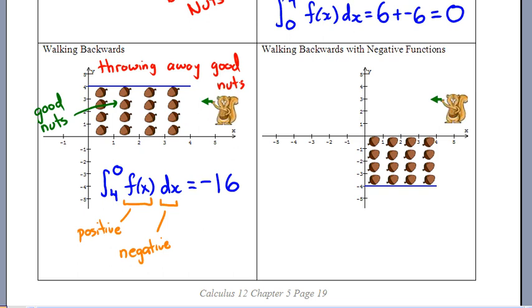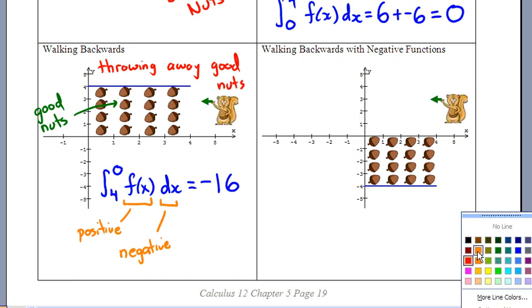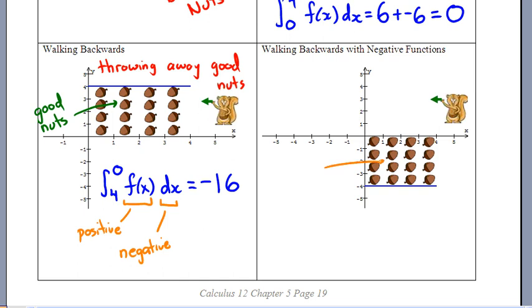All right, well, what if there are bad nuts, right? What if they're hanging down, you know, below the x-axis like this? These are negative nuts. These are bad nuts. This is a bad function. And then you find yourself integrating backwards. And this is like a squirrel looking through its bag of nuts and throwing the bad ones out, right? So they're actually going to be better off.